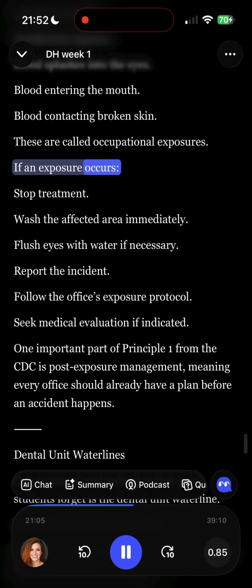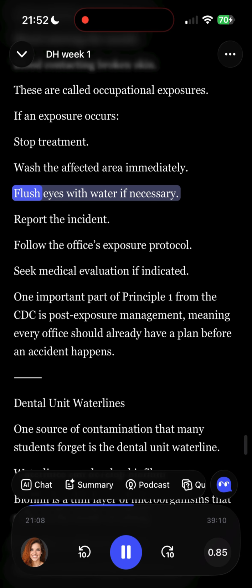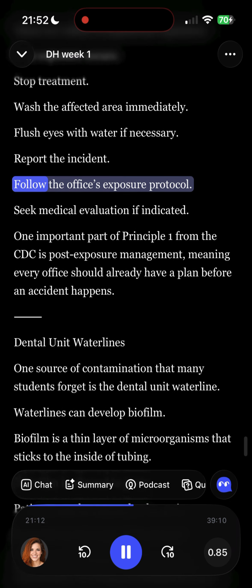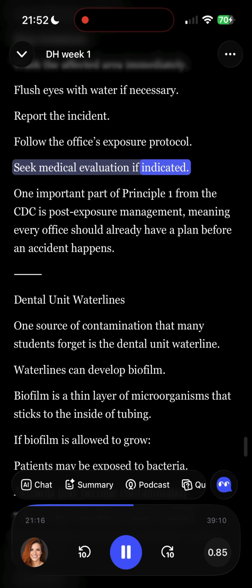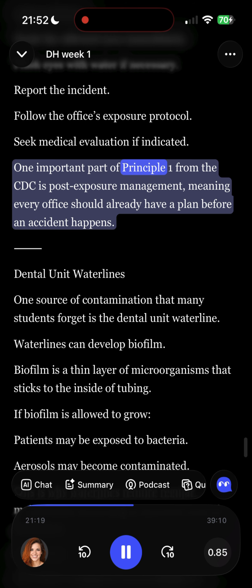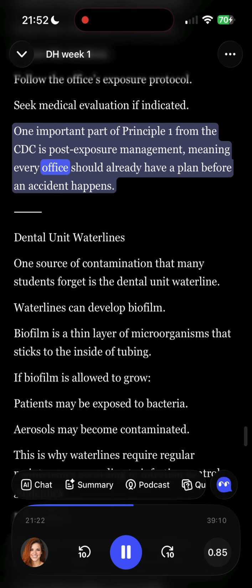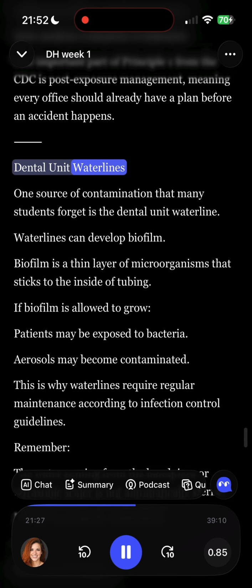If an exposure occurs, stop treatment. Wash the affected area immediately. Flush eyes with water if necessary. Report the incident. Follow the office's exposure protocol. Seek medical evaluation if indicated. One important part of Principle 1 from the CDC is post-exposure management, meaning every office should already have a plan before an accident happens.